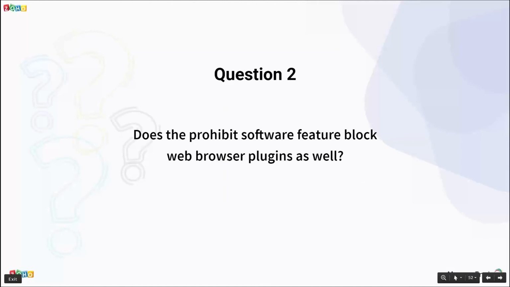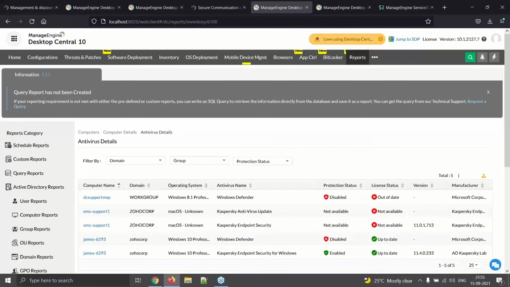And then, does the prohibit software feature block web browser plugins as well? Guys, no. This prohibit software functionality, which I showed you under the inventory section, does not block the web plugins or extensions. But for that, we have another add-on called browser security. Using this browser security option, you can manage Windows extensions, browser extensions, plugins, or anything related to browsers. URL restrictions, download restrictions, everything will be managed under this browser add-on.